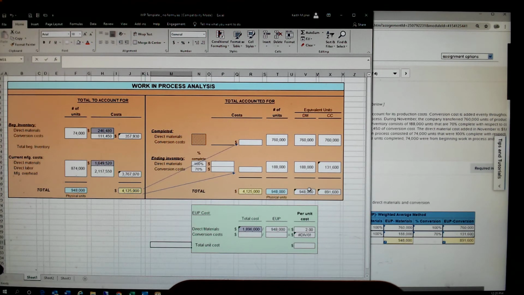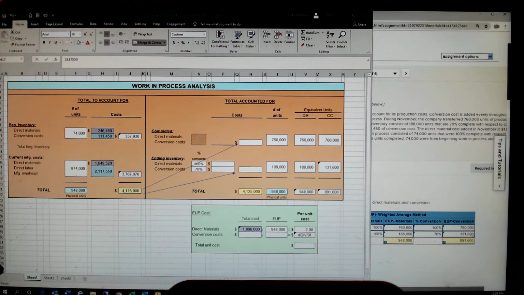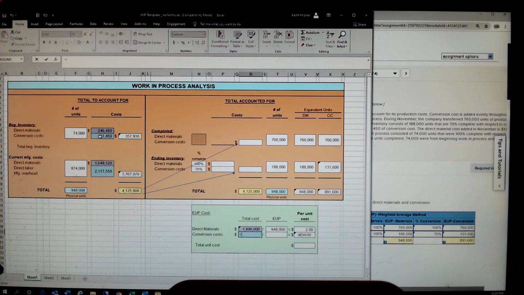Now do the exact same thing for conversion costs. Here's the conversion costs that I have. Let's see, what color should I make those? How about just something that kind of stands out a little bit? Maybe that. Okay, bluish. So what is the total conversion cost that I'm working with? This is why we call it the average cost method, because I'm averaging the current cost with what we're still carrying from last time. That's the reason.